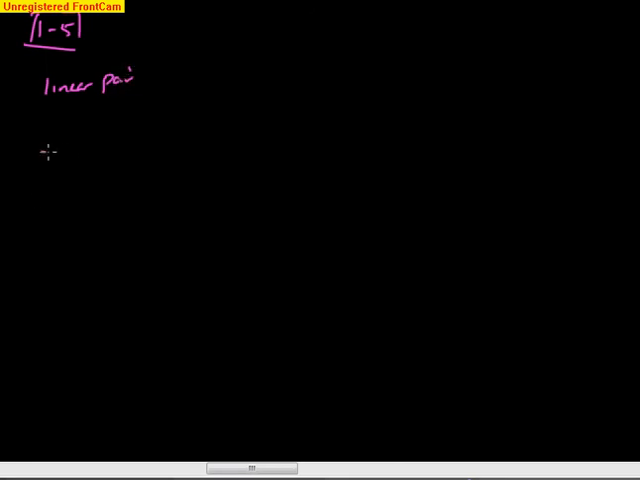A linear pair is two angles that make a line or a straight angle. So there's my line. There's a ray going up from this line. Call this angle 1 and angle 2. Angle 1 and angle 2 form a linear pair.